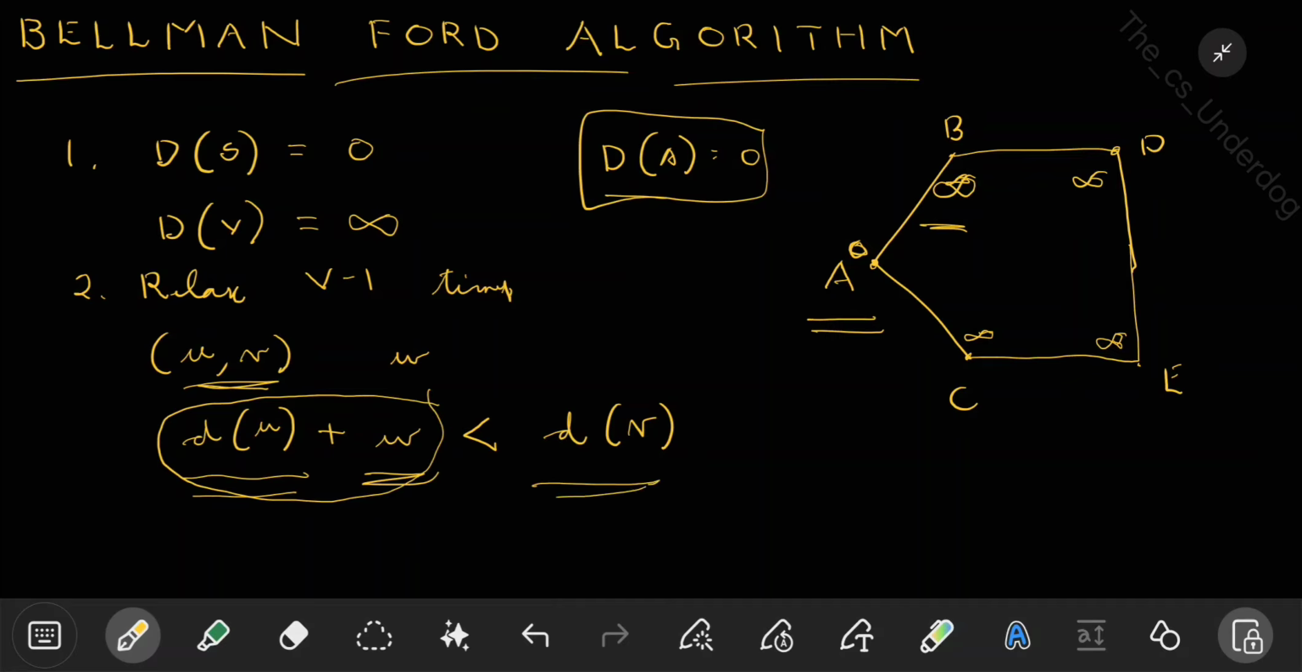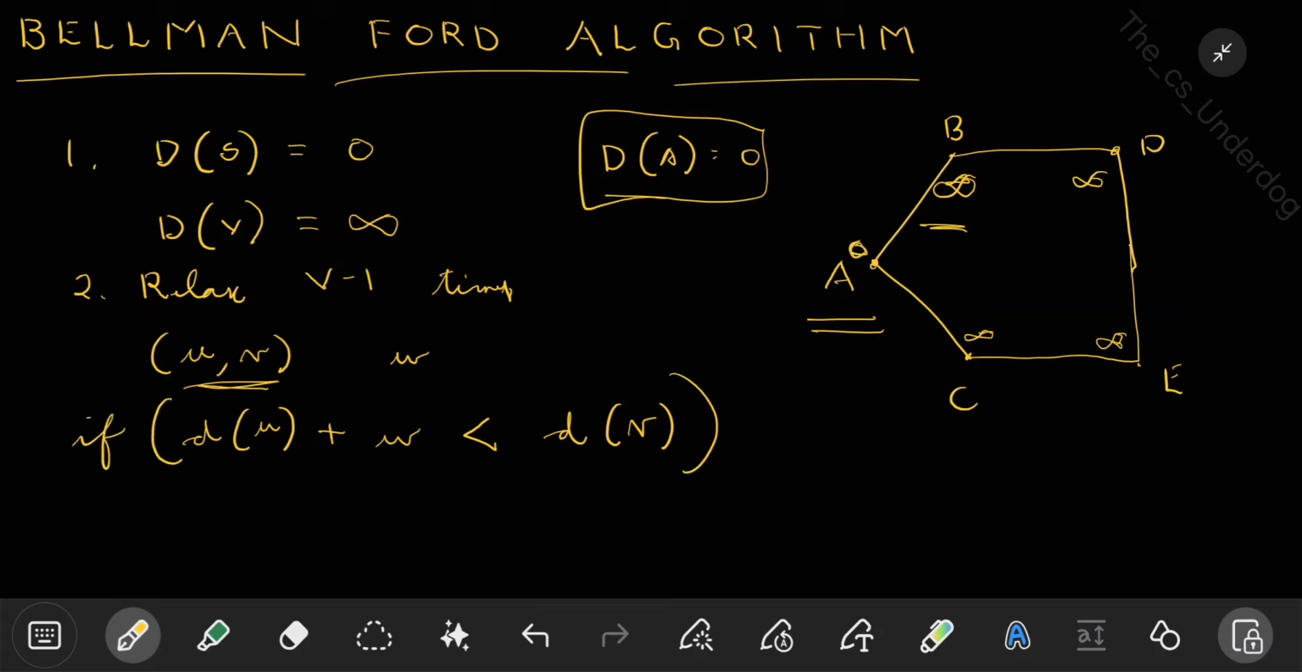This is what is called relaxation. If I can find a shorter path to this vertex v, then I will say my distance to v is updated to this value, right? So this is what I'll call relaxation. If this condition is satisfied, what should I do? I should update distance to v. This should be distance of u plus the weight of edge uv. This is what I should do.